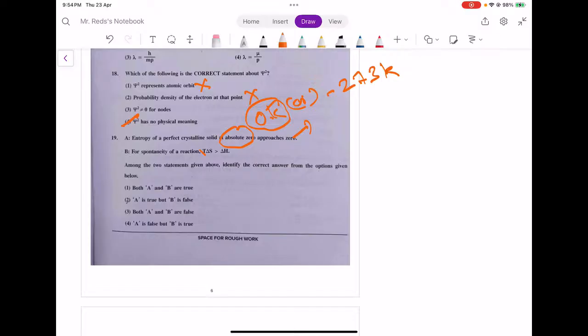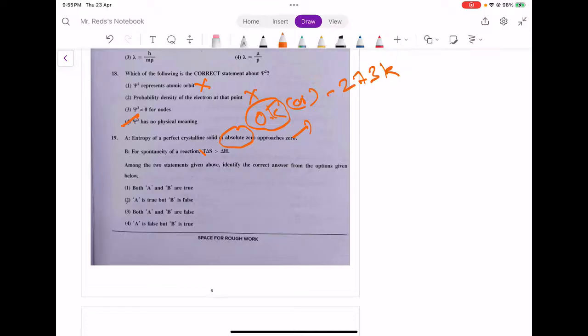So at a very low temperature, 0 Kelvin, the lowest temperature on the Kelvin scale, there is no disorder in the given system. So entropy is 0 at absolute zero temperature. It means 0 Kelvin, or minus 273 degrees Celsius. So statement A is correct.